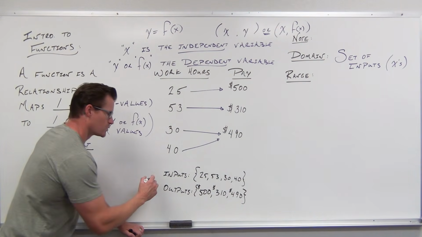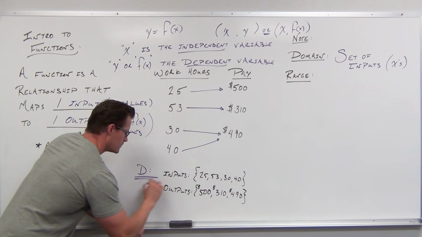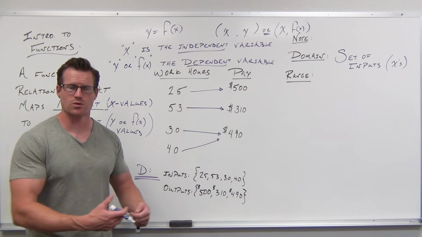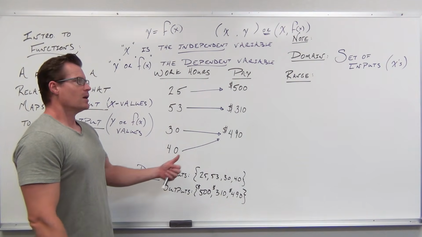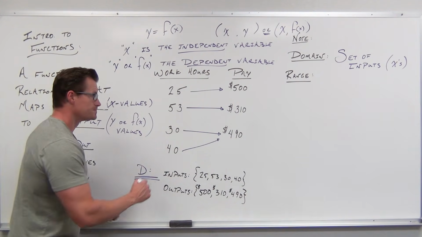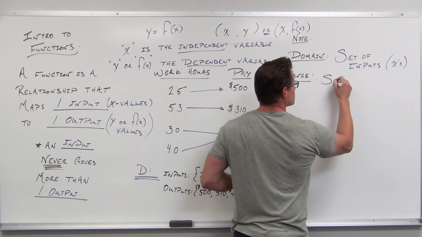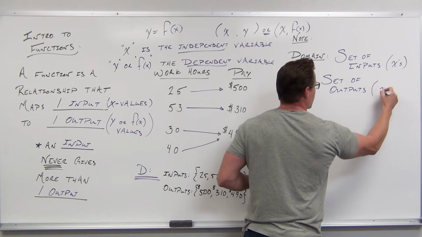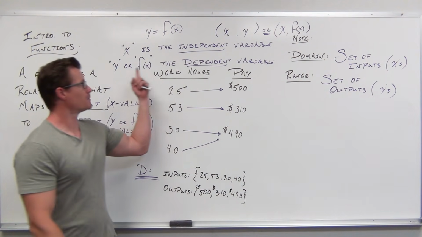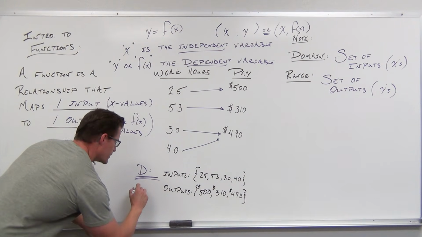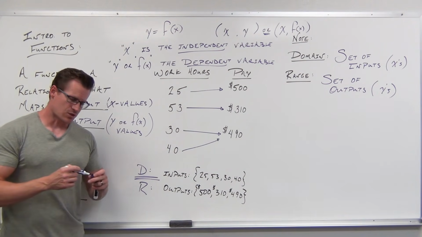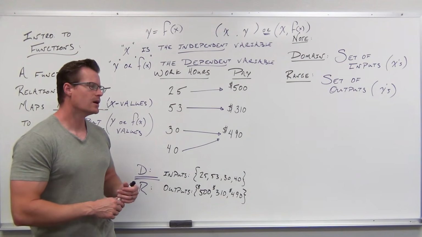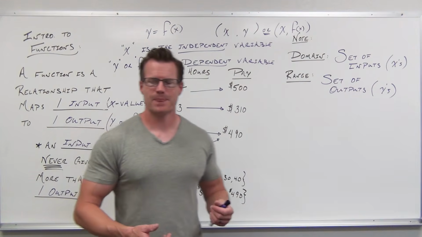So right here, if we just want to relabel this domain, the domain is going to be the set of the inputs. It's just 25, 53, 30, and 40. That's what we're choosing to work. That's the hours that we put in. The range is the set of the outputs, or our y's, or whatever the dependent variable is. In our case, if we just want to relabel this range, our outputs are the range. So the range of numbers that we get is 500, 390, 310, and 490. That's what we're talking about when we have the idea of a domain and range.